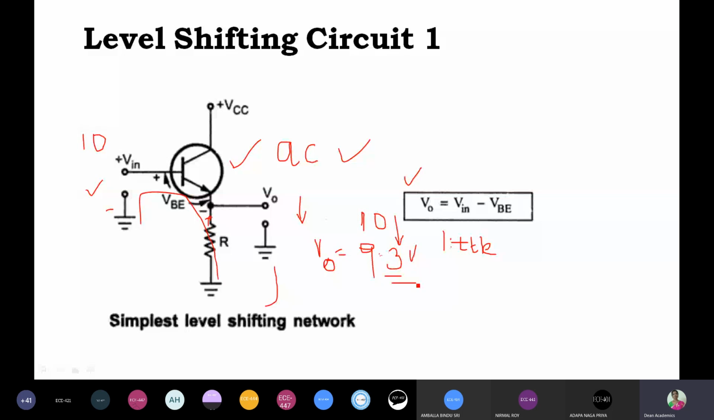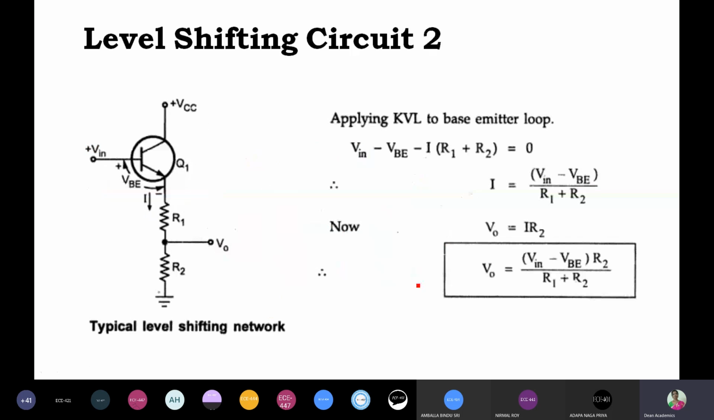We just add one more resistor here in series with this resistor R. Let me show you, that is the level shifting circuit 2. Please note down this circuit. I hope you are noting it down during my explanation. Now please note down this level shifting circuit 2, right?